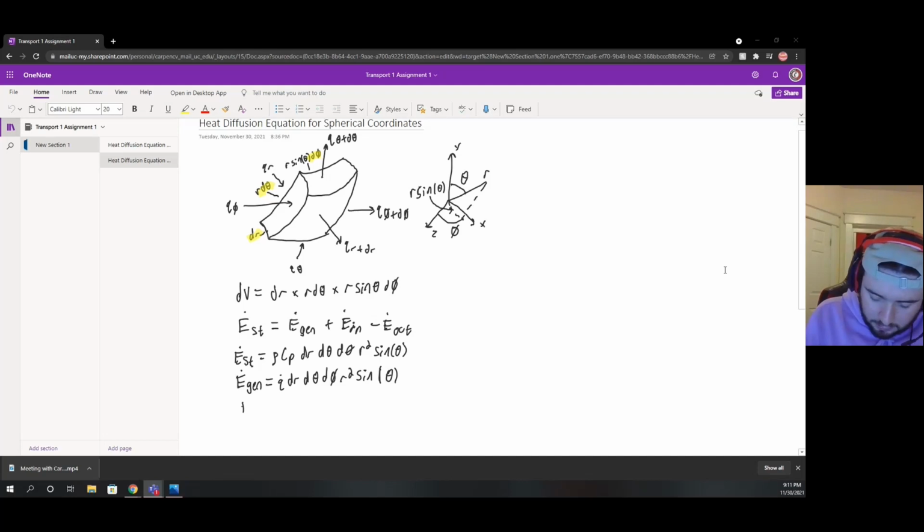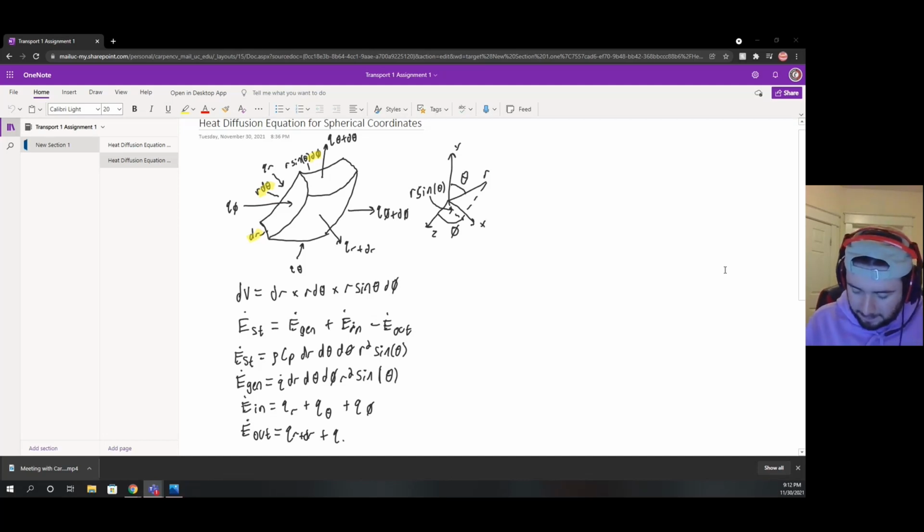For our energy flowing in, we have Q_r plus Q_theta plus Q_phi, and then energy flowing out, we have Q_(r+dr) plus the heat flow of theta plus the distance it traveled, and then plus the heat flow in the phi direction plus the distance that it traveled.